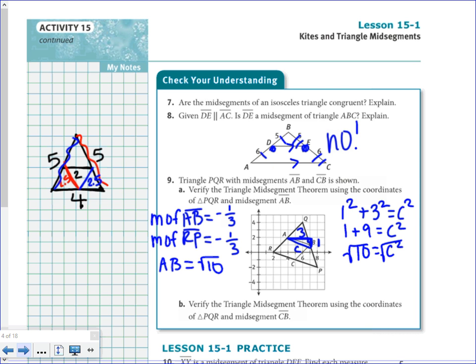By the same logic, we can look at this triangle. This side length is 2, this side length is 6, and we're looking for the hypotenuse. So 2 squared plus 6 squared equals c squared. So 4 plus 36 equals c squared. 40 equals c squared. So the square root of 40 is our c, which is RP.